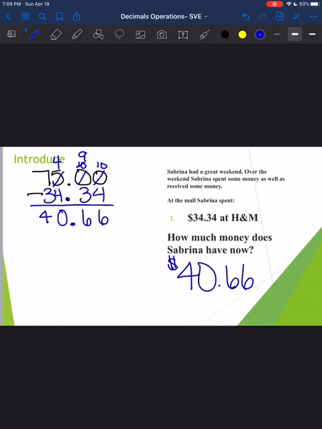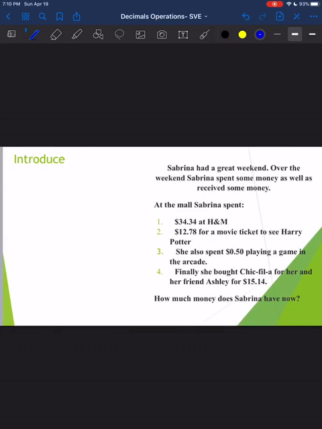However, that does not end there. Remember, it said that Sabrina bought multiple things. So let's see what else Sabrina bought at the mall. After spending the $34.34, Sabrina went on to spend $12.78 to see Harry Potter, 50 cents to play a game at the arcade, and $15.14 on Chick-fil-A for her and her friend Ashley. And once again, I still want to know, how much money does Sabrina have now?